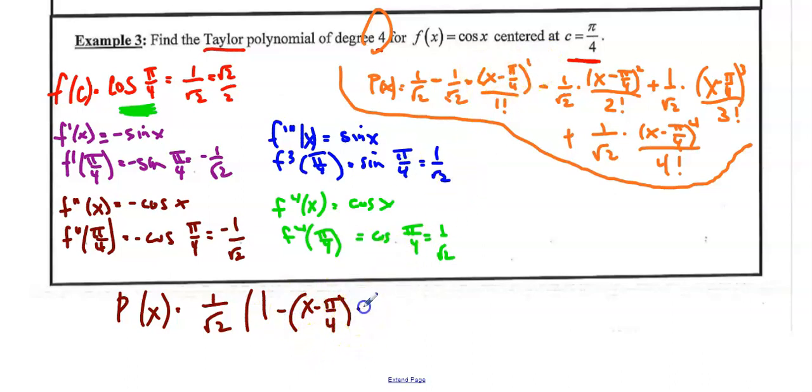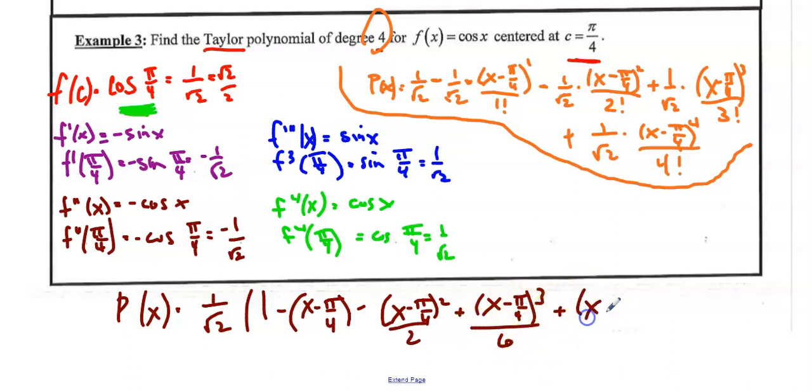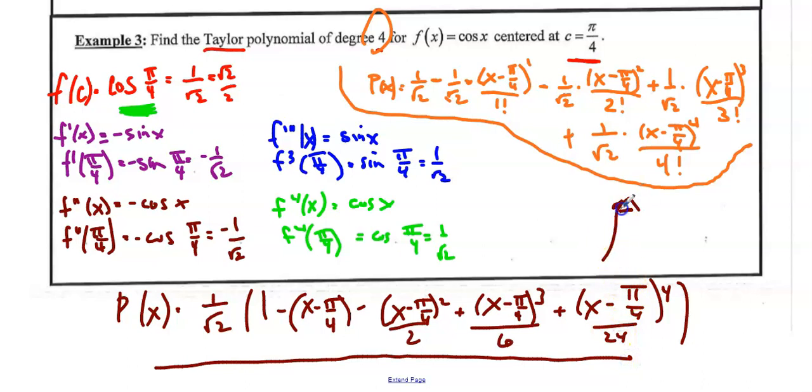And then we're going to go ahead and do minus x minus pi over 4 squared over 2. And then we'll do plus x minus pi over 4 cubed over 6. And then finally plus x minus pi over 4 to the 4th over 24. So this is a nice way of writing this little mess that's written up right there. All right, so that's my example of showing you how to find the Taylor-Maclaurin series for a degree 4 of cosine of x centered at pi over 4.